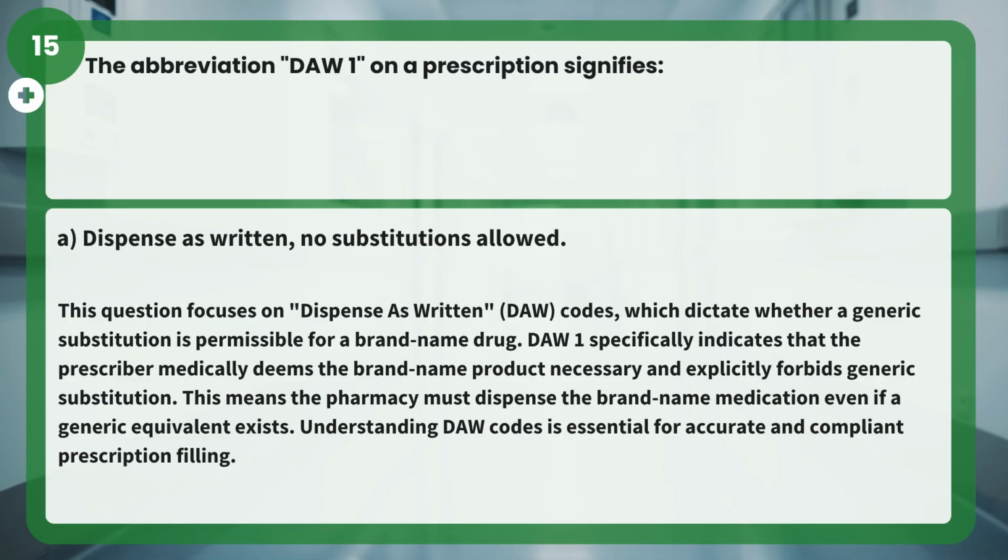Answer: A. Dispense as written, no substitutions allowed. This question focuses on dispense as written (DAW) codes, which dictate whether a generic substitution is permissible for a brand name drug. DA1 specifically indicates that the prescriber medically deems the brand name product necessary and explicitly forbids generic substitution. This means the pharmacy must dispense the brand name medication even if a generic equivalent exists. Understanding DA codes is essential for accurate and compliant prescription filling.